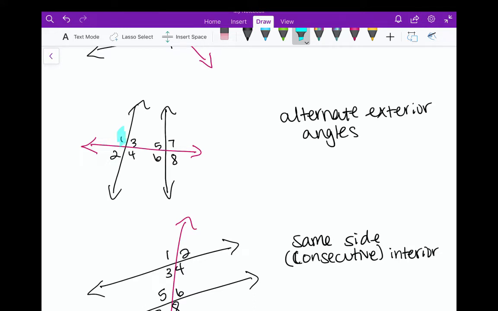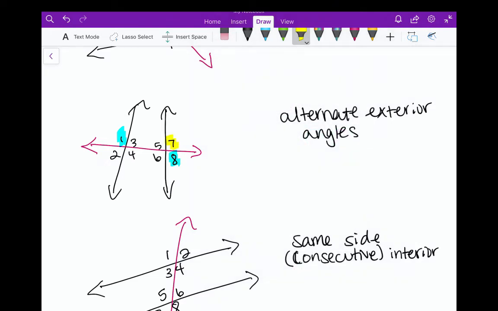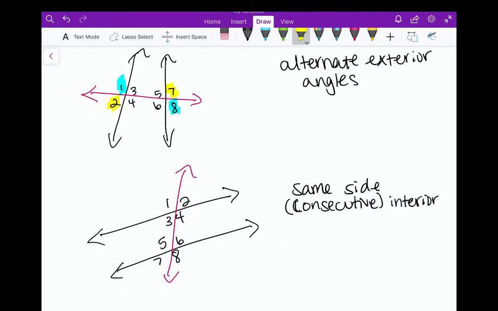So 1 is on the top of the transversal. So I need to go to the bottom of the transversal, but I need to be on the outside of the line. So 1 and 8 are alternate exterior, as well as 7 and 2. Again, you need to be able to look at this picture no matter which way it's drawn. The line that intersects the other two lines is the transversal. Those are alternate exterior angles.